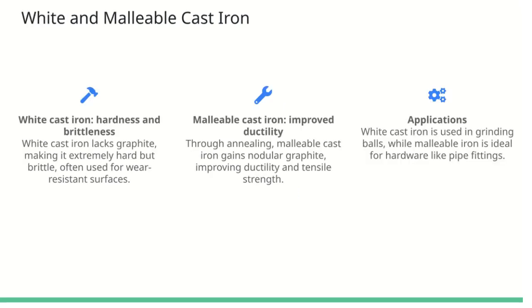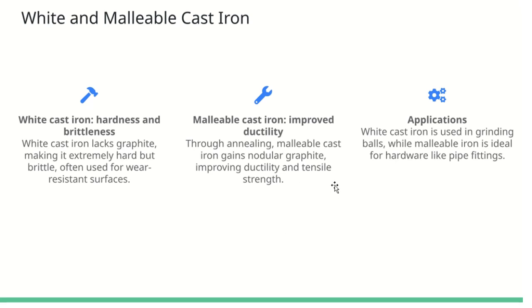Then there are white and malleable cast iron. White cast iron has hardness and brittleness. It lacks graphite, making it extremely hard but brittle, and it is often used for wear resistant surfaces. For malleable cast iron, we want to improve ductility through annealing. Malleable cast iron gains nodular graphite, improving ductility and tensile strength. Annealing was covered in the previous video.